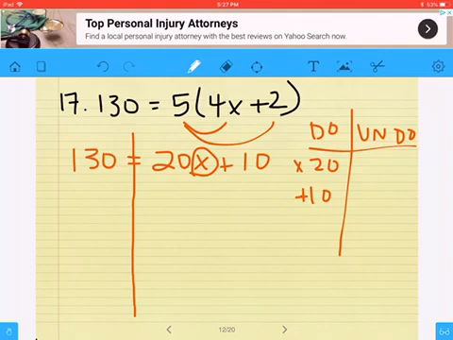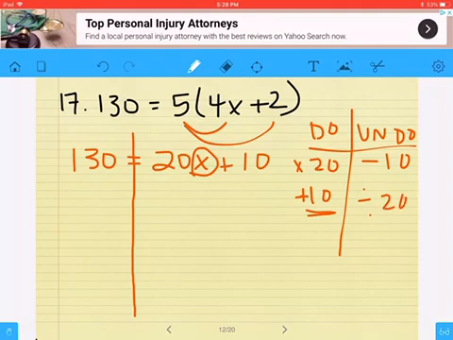I circled it there. First thing that's being done to it is it says 20x. Remember that if there's a number next to a variable there, that's going to be multiplication as our operation. So the first thing we would be doing to x is multiplying it by 20, and then the last thing I should say we're doing is adding 10.